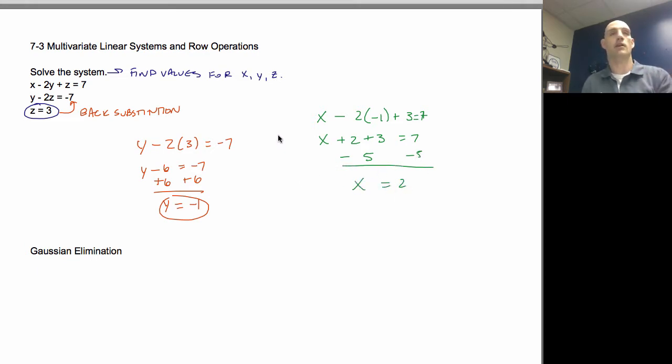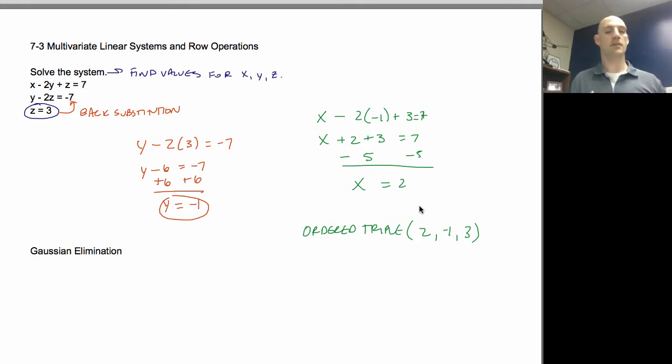So what does my answer look like? It's an ordered triple, because it's not an ordered pair. There's three variables, and it goes x, y, z. That's all there is to it.